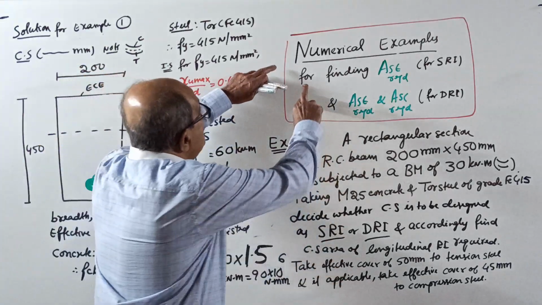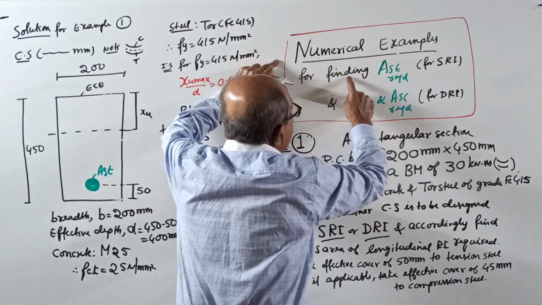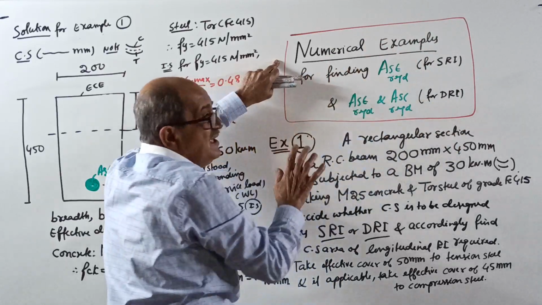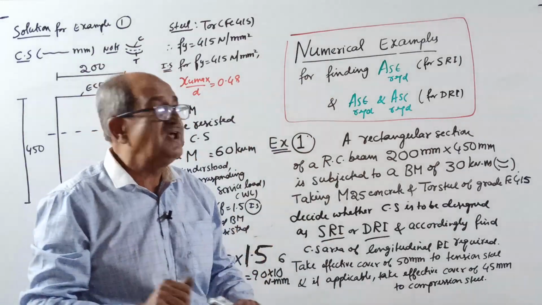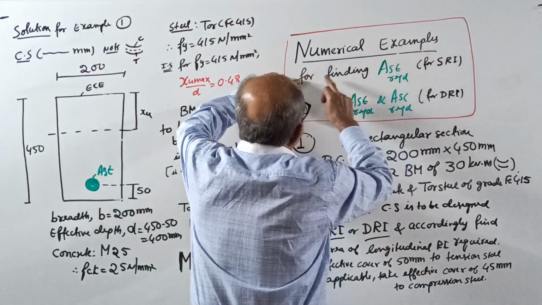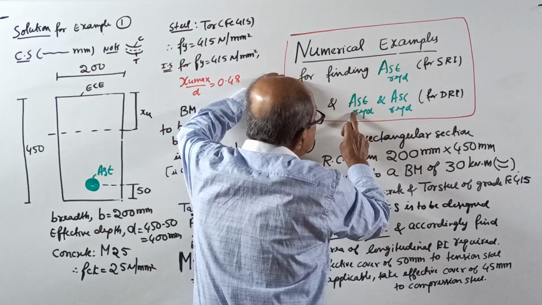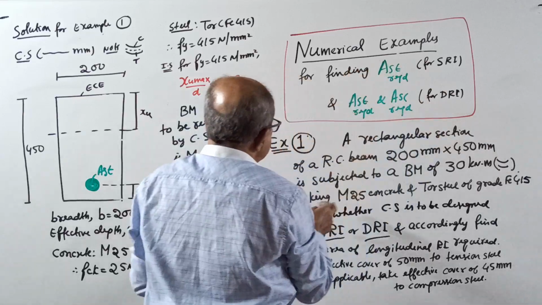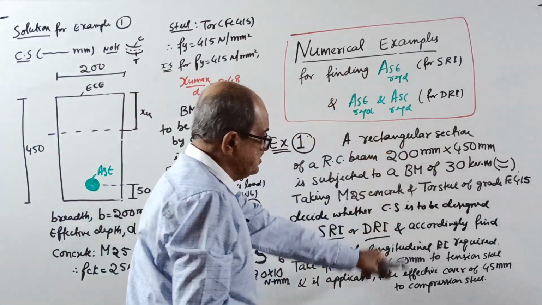Now, remember what you are doing: numerical examples for finding AST. When I give procedure, I never give it only for singly or doubly, it is a common procedure. Numerical examples for finding AST required for singly, and AST and ASC for doubly. Question I wrote here. Read the question correctly.